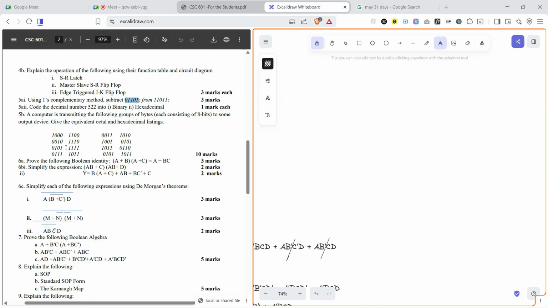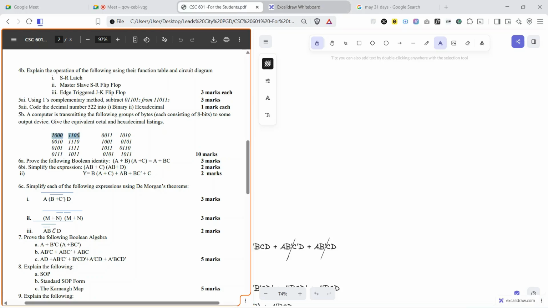Then for 5B, our computer is transmitting 8 bits. So this is 8-bit transmission. So it means 8 of this. So you are going to give the equivalent in octal and in hexadecimal. If it is octal, it will be in grouping of 3. So each one in grouping of 3.